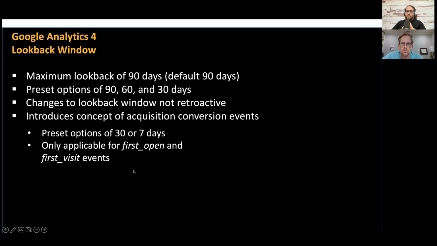It will only look at the past 90 days and give credit to Google Ads. So just looking at this look back one more time, the maximum look back is 90 days. There's preset options of 90, 60, 30. If you make changes to this, it's not retroactive.